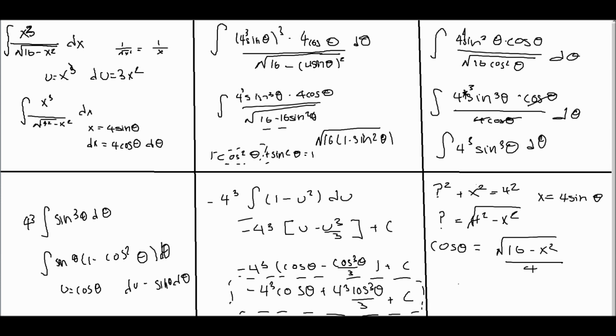And we are going to say that negative 4 cubed times the square root of 16 minus x squared over 4, minus 1/3 times the square root of 16 minus x squared cubed over 4 cubed, plus c. And that is how you use trigonometric substitution.